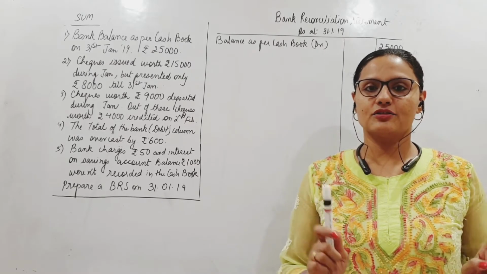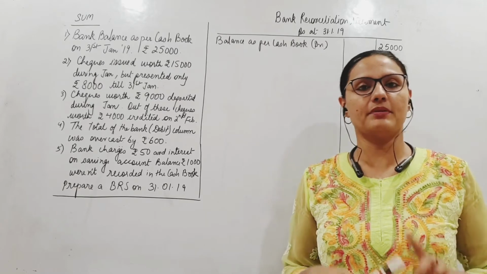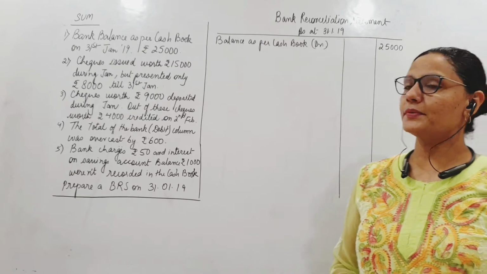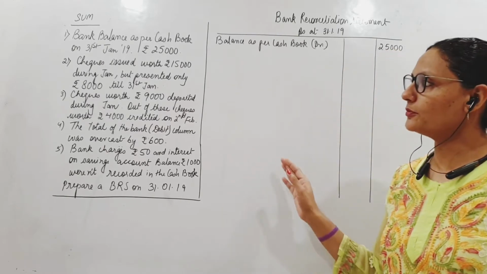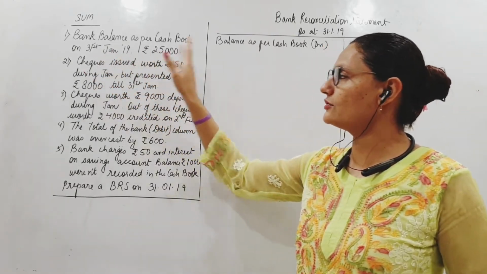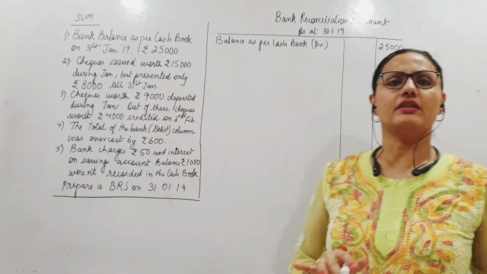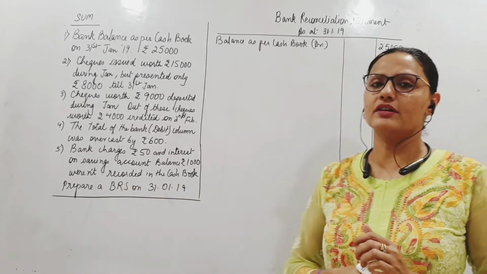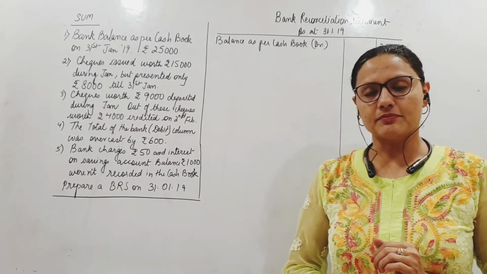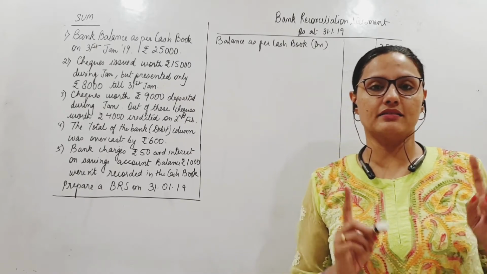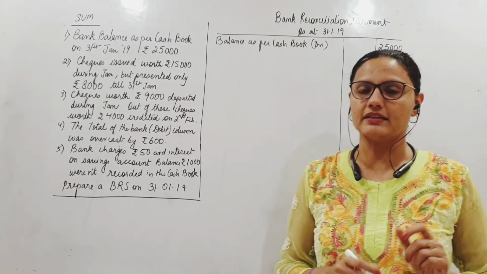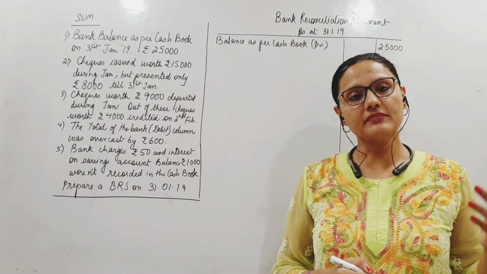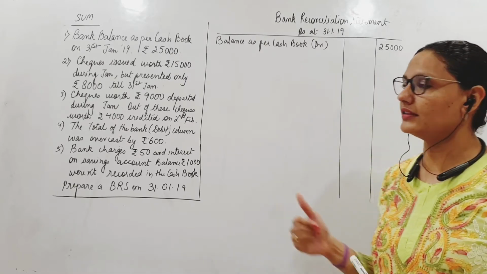Introduction of BRS showed what is BRS. So we are preparing a BRS here, a sum. Bank balance as per cash book. Your cash book balance on 31st of Jan is 25,000. You haven't been given the passbook balance. Obviously, you have been asked to prepare a BRS on 31st Jan. That means definitely the passbook balance does not match with your cash book balance. So we will find out with the given things, the reasons of difference here, what would have been the passbook balance on this same date.